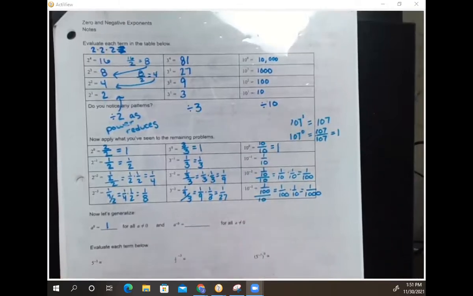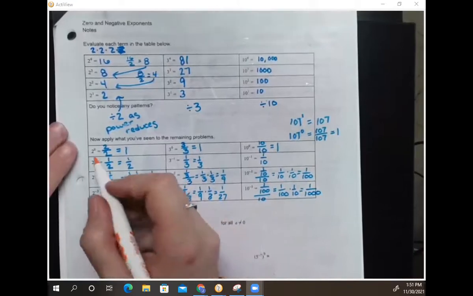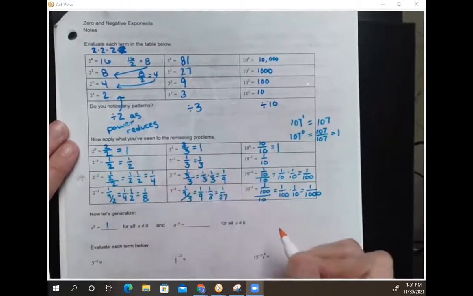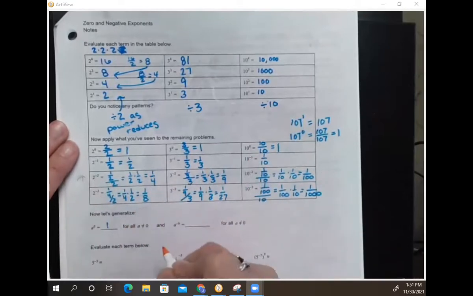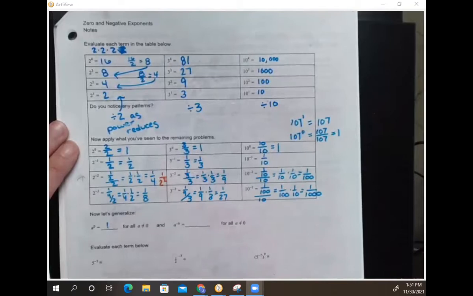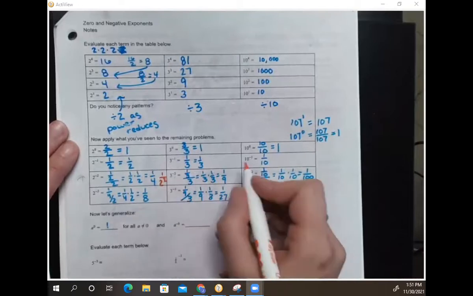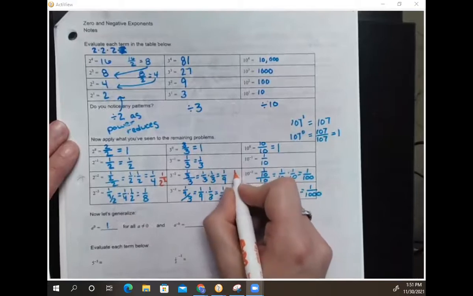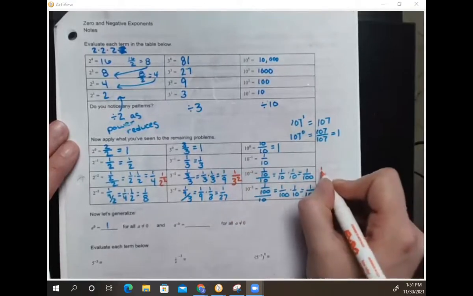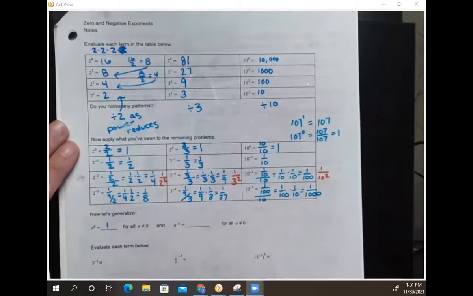When we use a negative exponent, I want you to take a closer look at what's happening. So 2 to the negative first was 1 over 2. 3 to the negative first was 1 over 3. 10 to the negative first was 1 over 10. 2 to the negative second was 1 over 4, or 1 over 2 squared. 3 to the negative second was 1 over 9, or 1 over 3 squared. 10 to the negative second was 1 over 100, or 1 over 10 squared.